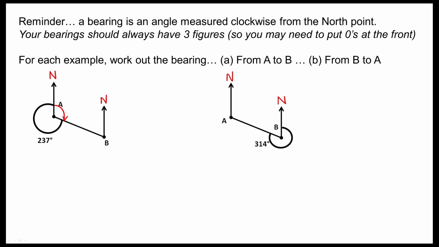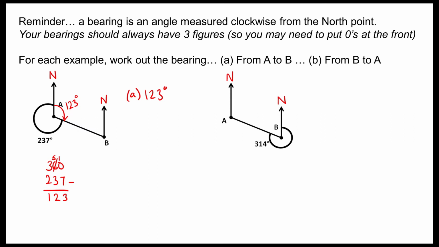We can work this angle out because angles at a point all add up to 360 degrees. So we can do 360 subtract 237 to work out what that missing angle is. We need to borrow from the 6, and we get 10 take away 7 is 3, 5 take away 3 is 2, and 3 take away 2 is 1, meaning this missing angle just here is 123 degrees. That also means for part A, the bearing from A to B is also 123 degrees.